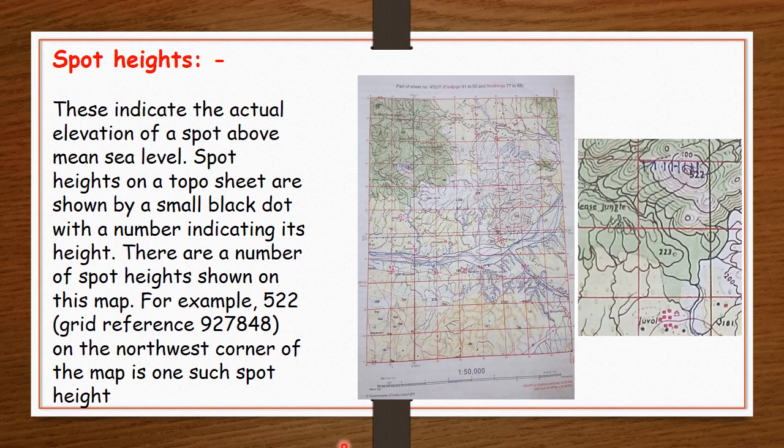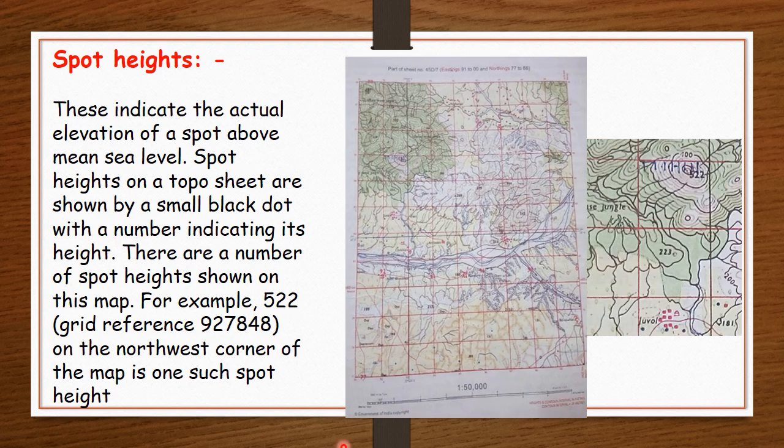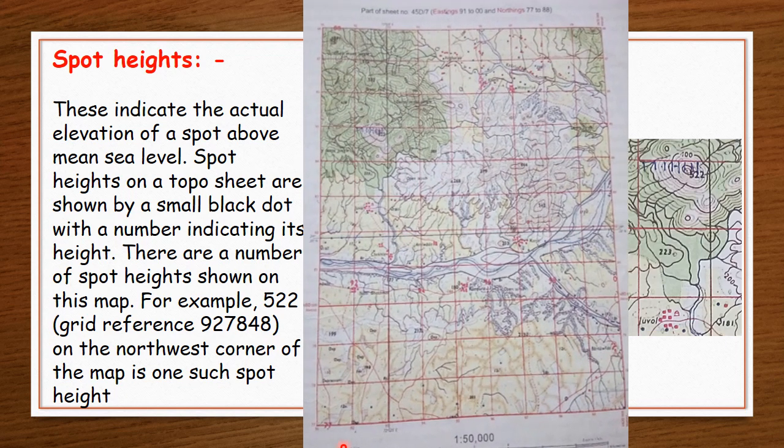Spot heights indicate the actual elevation of a spot above mean sea level. Spot heights on a topo sheet are shown by a small black dot with a number indicating its height. There are a number of spot heights shown on this map.